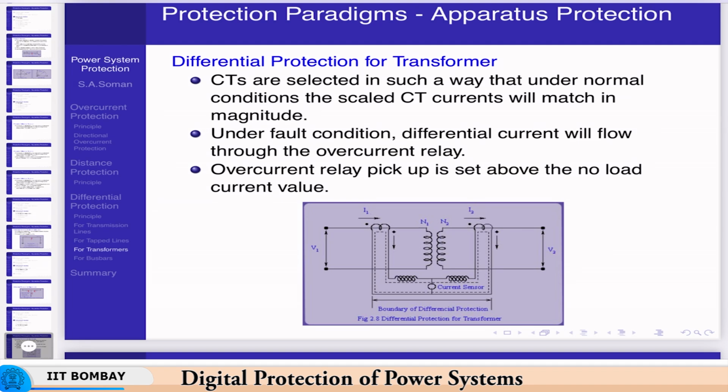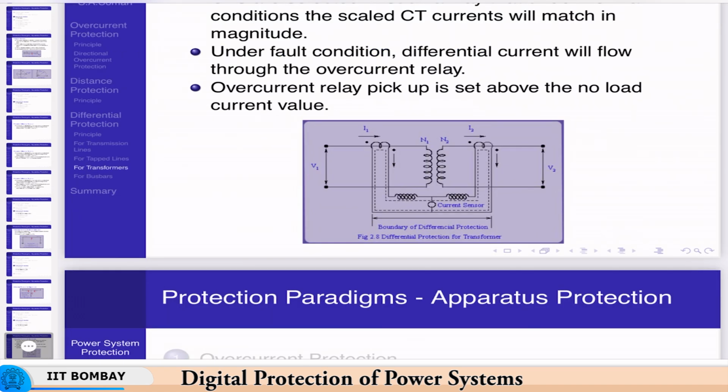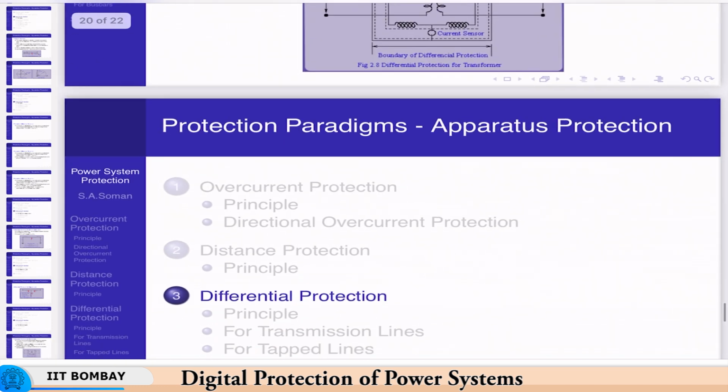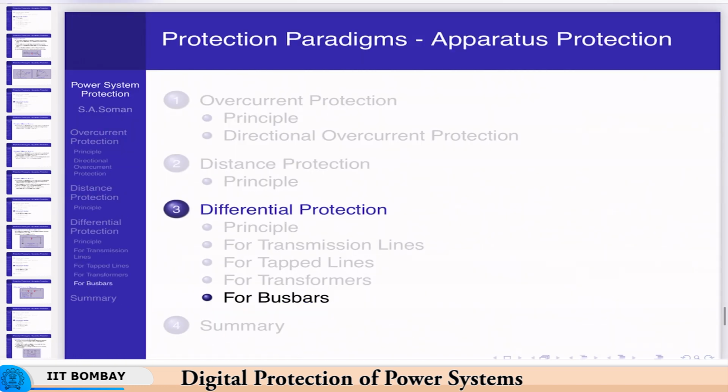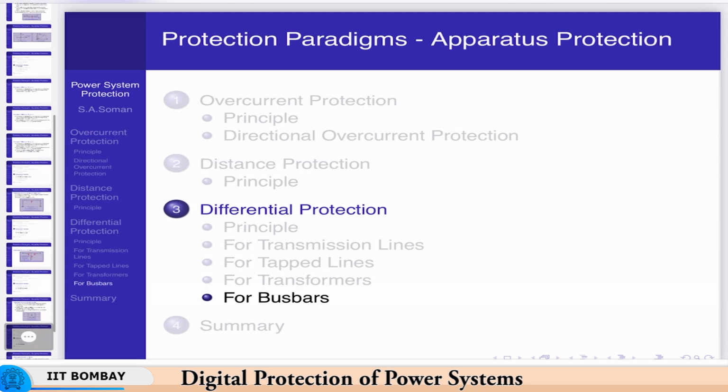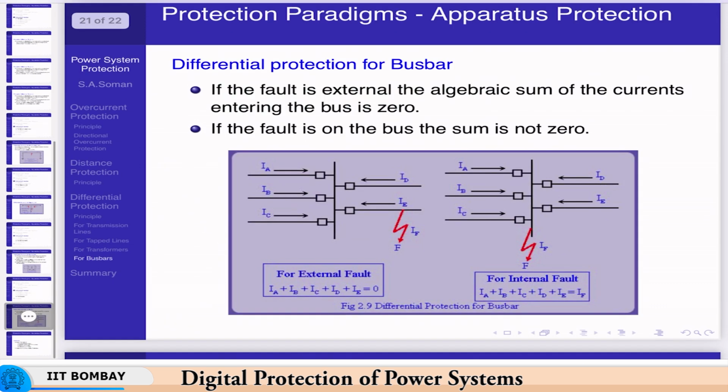You don't have to worry about whether there is a star delta transformer, so there will be a 30-degree shift in the primary and secondary currents. You can simply program it that way, and it will take care of the phase shifts, etc. So we move on to the next component. We are not discussing generator and motor protection here. We'll just discuss one more, that is the bus bar protection, and then we will conclude this apparatus protection lecture.